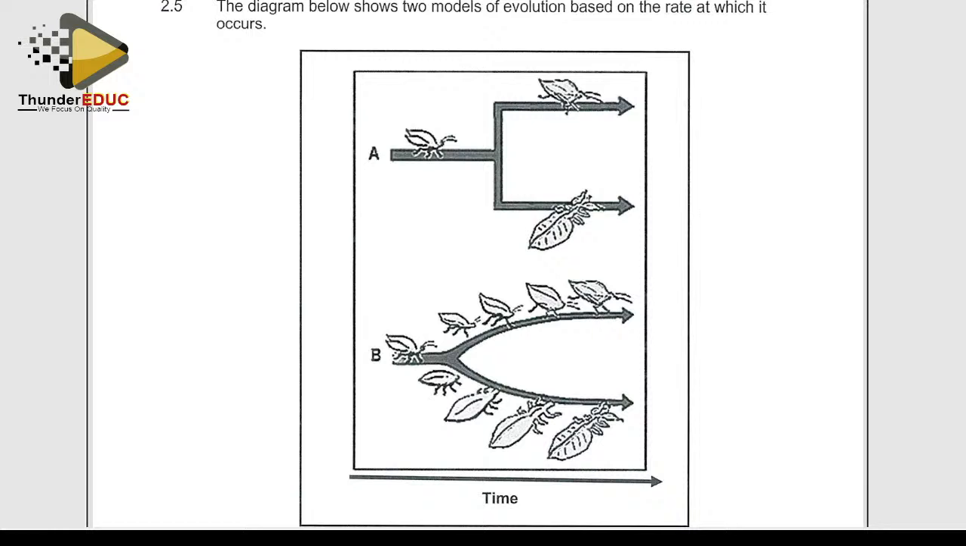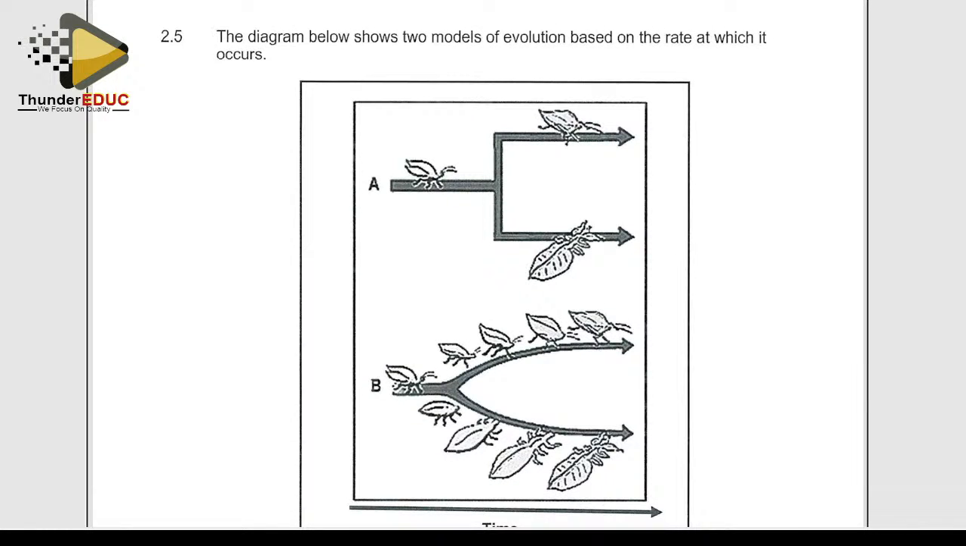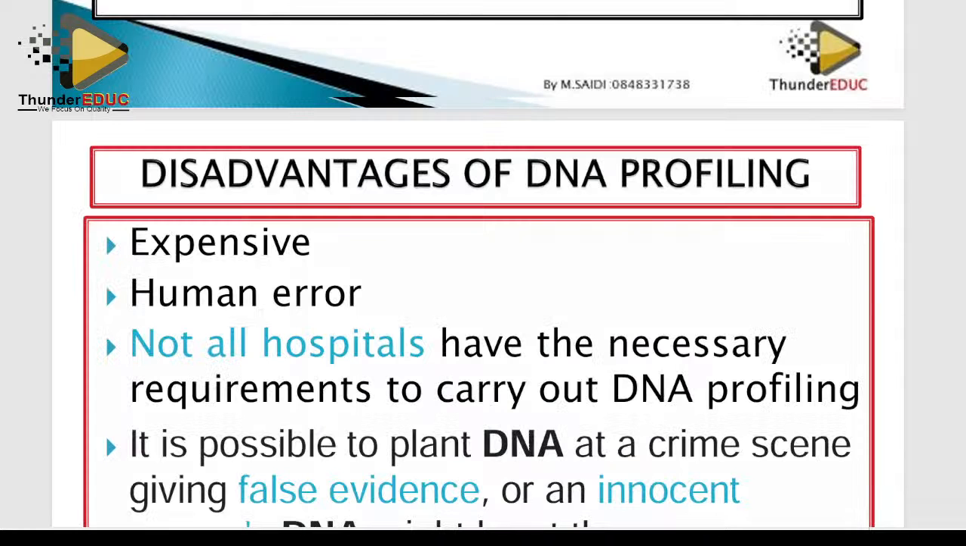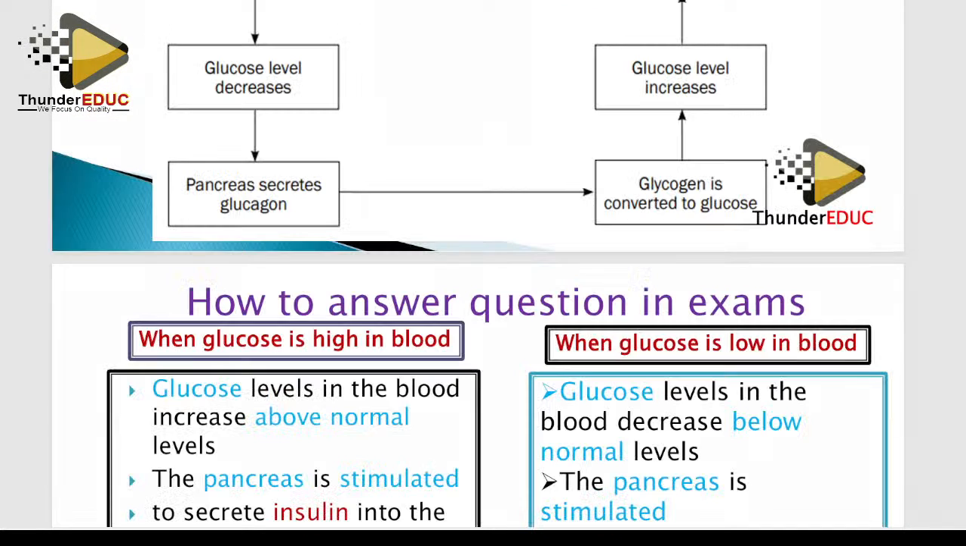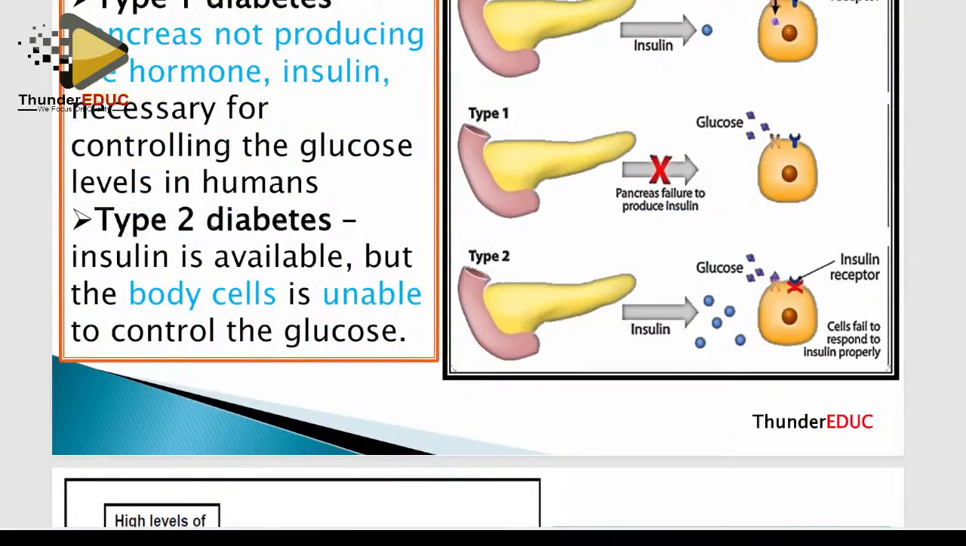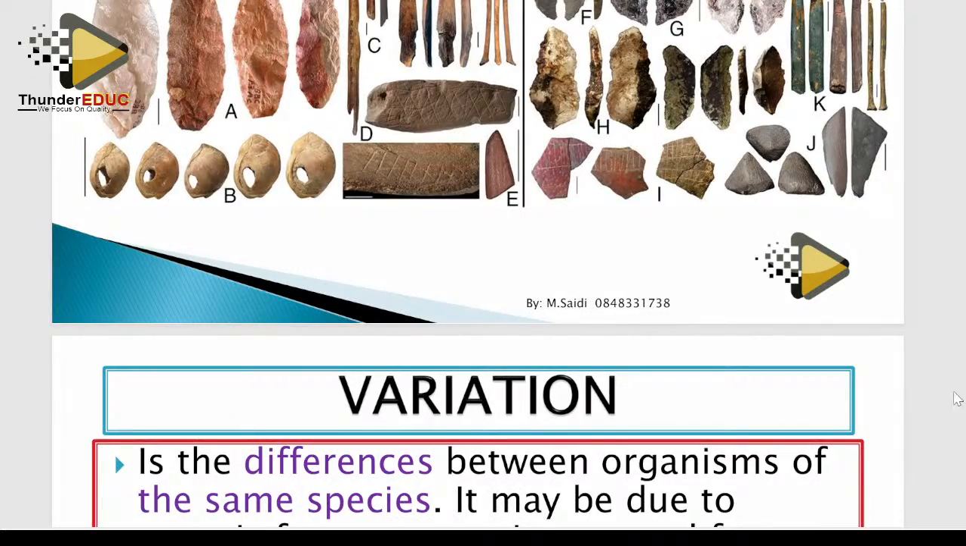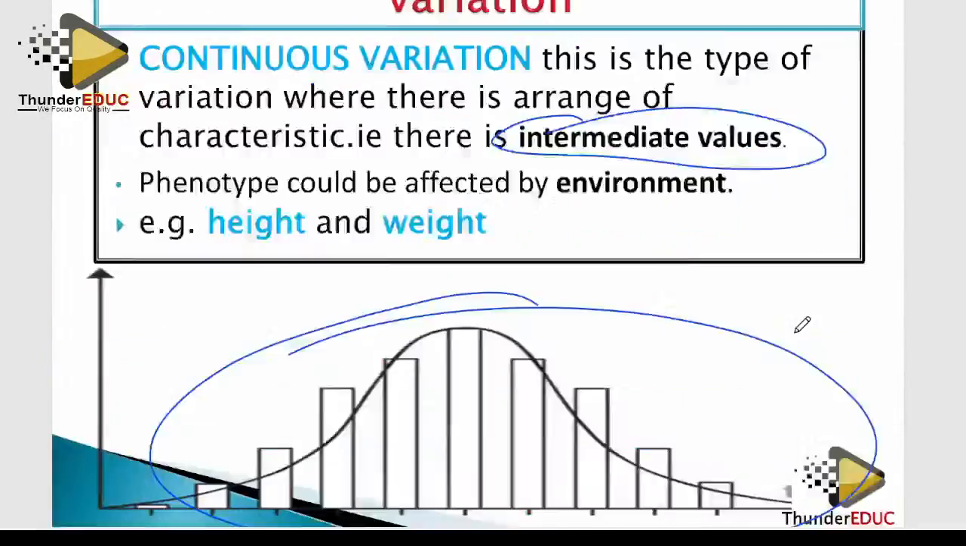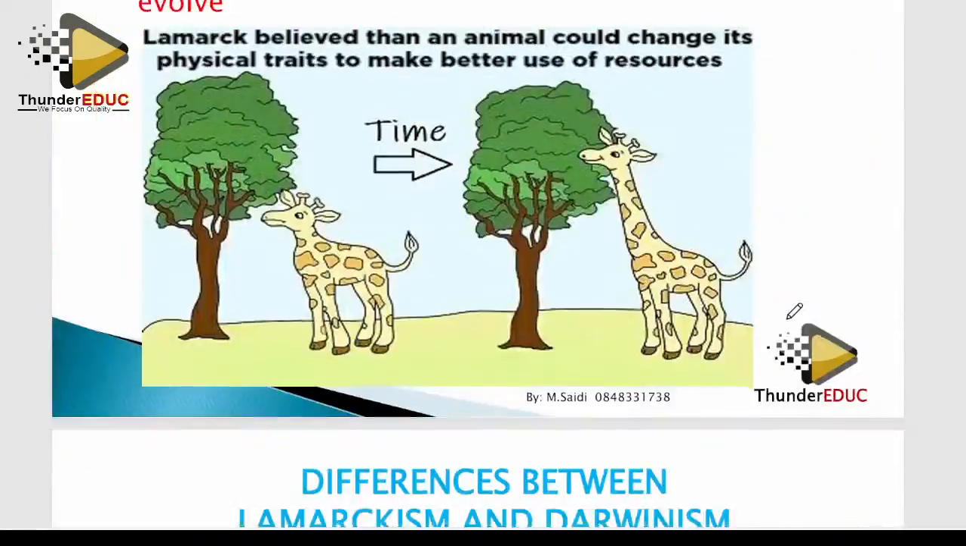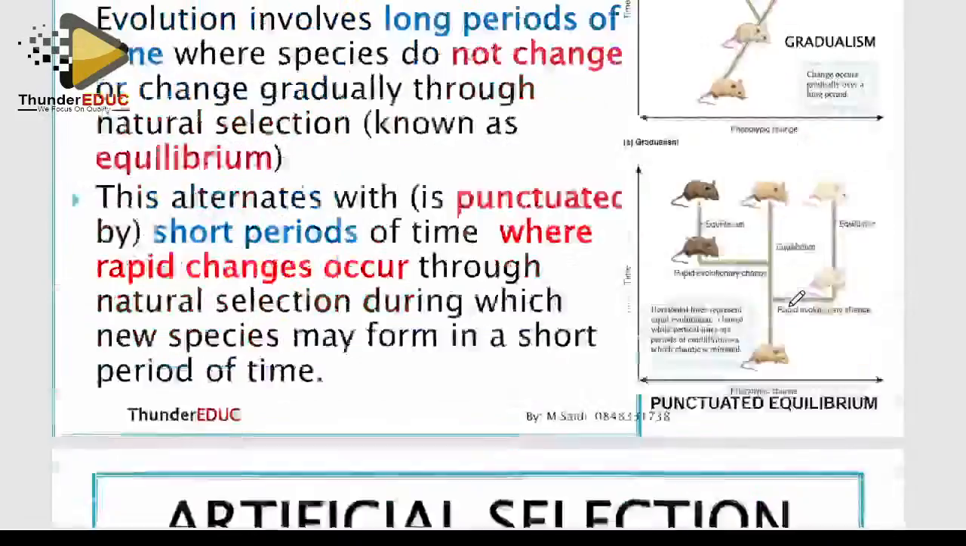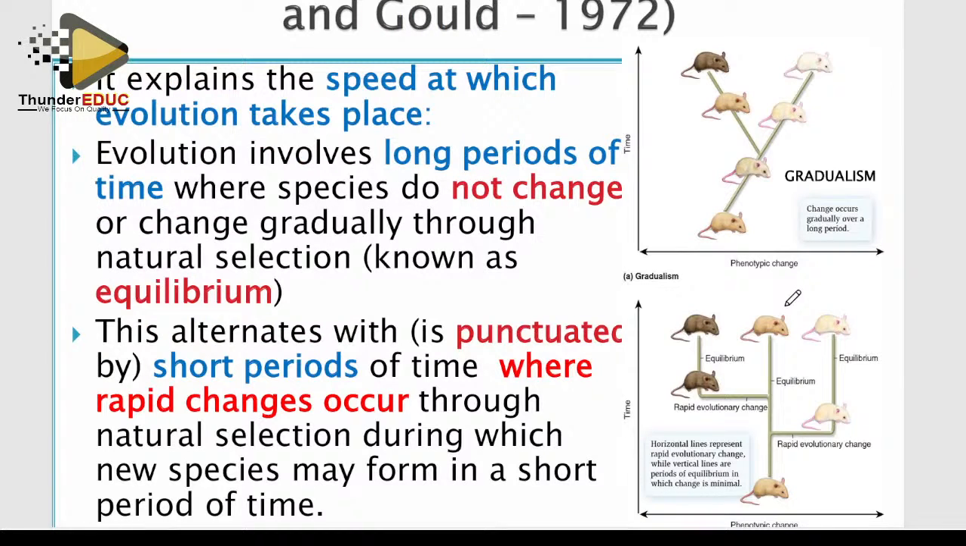The diagram below shows two models of evolution based on the rate at which it occurs. I talked about this, punctuated equilibrium and gradualism, guys. And I emphasized that please don't make a mistake. I know that there are some people who made mistakes. Please don't go to the paper without knowing this.